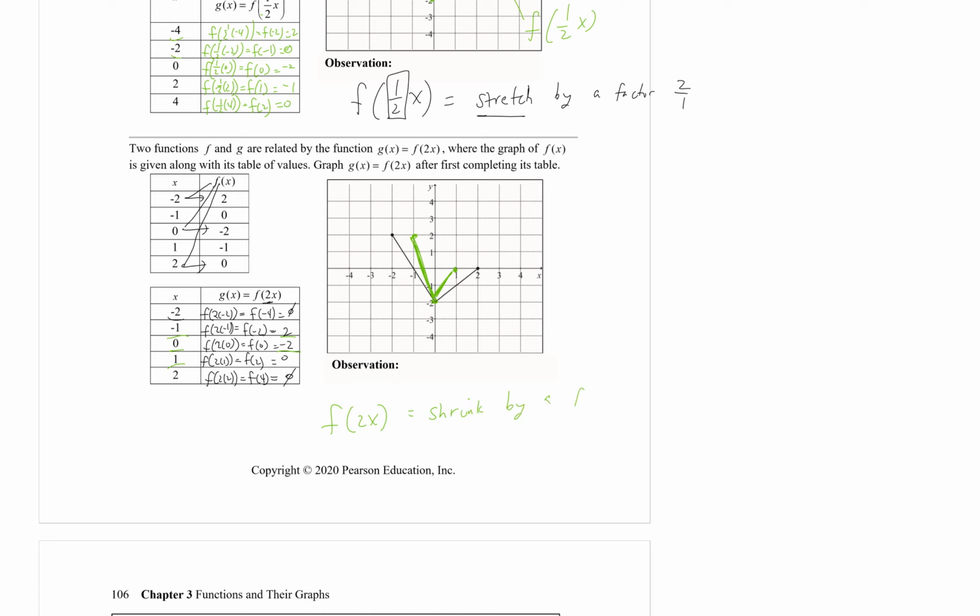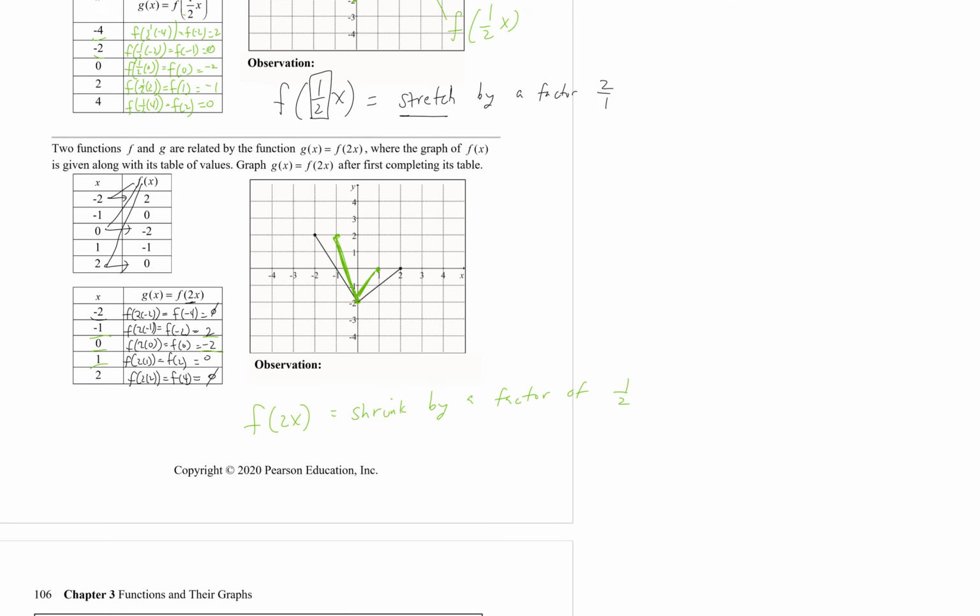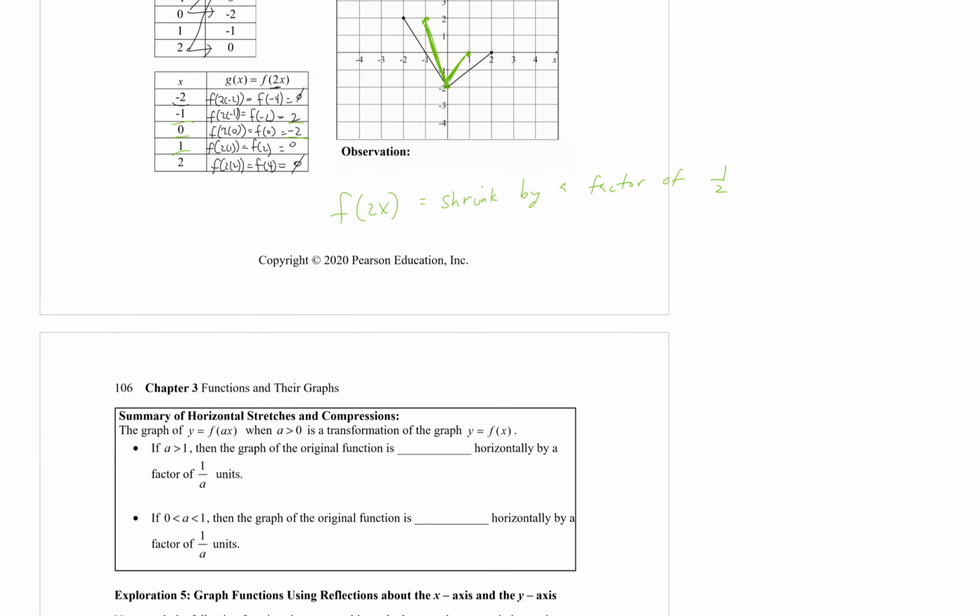Shrunk by a factor of, and then you do the opposite. What's the reciprocal of 2? 1/2. It shrunk. It got half the width. It got skinnier. It's always opposite for horizontal. So if you ever multiply by a big number like 5, it's going to compress horizontally. But if you're multiplying by a small number like 1/2 or 1/5, when you flip that, you get a big number, right? So it's going to stretch horizontally.